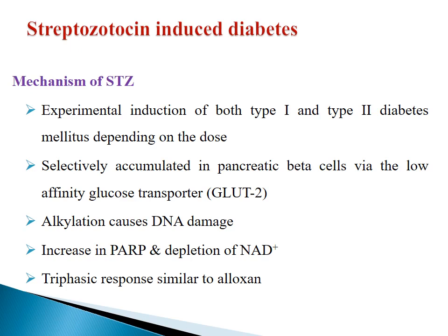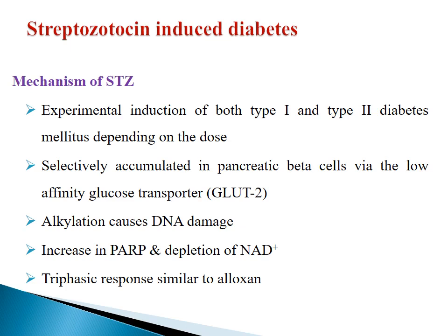Now, how does it produce or induce diabetes in animals? When streptozotocin is given or injected, it is selectively accumulated in pancreatic beta cells via glucose transporter in the plasma membrane, particularly GLUT2. Once it is accumulated in pancreatic beta cells, it causes alkylation of DNA and thereby causes damage to DNA, particularly DNA fragmentation.